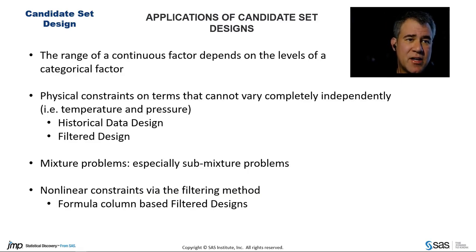Here are a bunch of applications that I can think of for the candidate set designer. The simplest is when ranges of a continuous factor depend on the level of one or more categorical factors. Another example is when we can't control the range of factors completely independently, but the constraints are hard to write down. There are two methods we can use for this. One is using historical process data as a candidate set, and the other one is what I call filtered designs, where you create a giant initial data set using random numbers or a space-filling design, and then use row selections and scatter plots to pick off the points that don't satisfy the constraints.